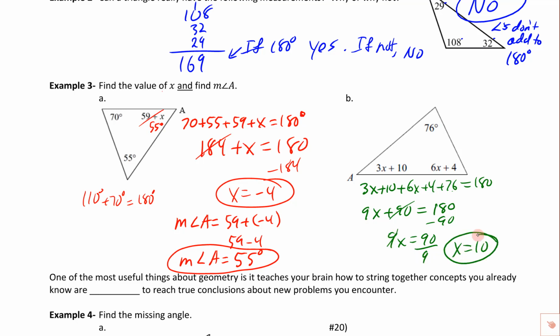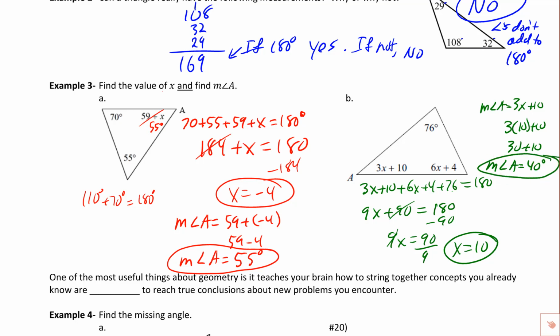So there's one part of the answer. Remember, we need the value of x. So we've shown all this work, and now we're to the easy part. Once we know what x is, now we can find out what the measure of angle A is. Angle A is this one right here. So the measure of angle A is equal to 3x plus 10. So this is going to be 3 times 10 plus 10. So that's going to be 30 plus 10. So the measure of angle A is equal to 40 degrees.